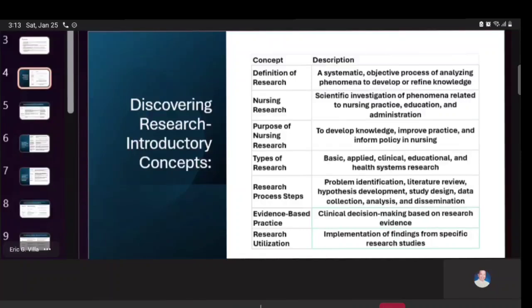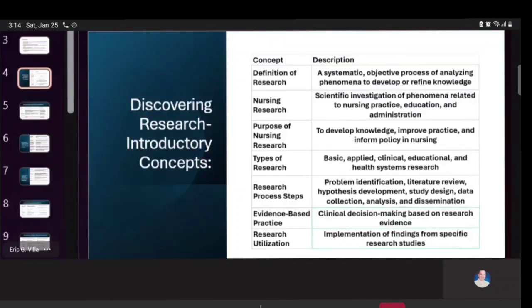And we have to utilize the research. This is closely related to evidence-based practice, by implementing findings from specific research studies into practice. This concept emphasizes the practical applications of research, wherein it bridges the gap between theory and practice.